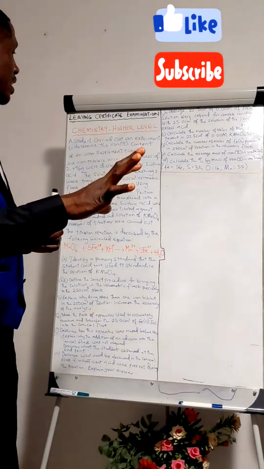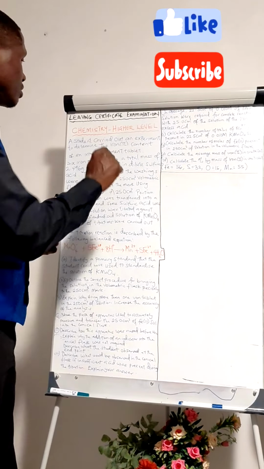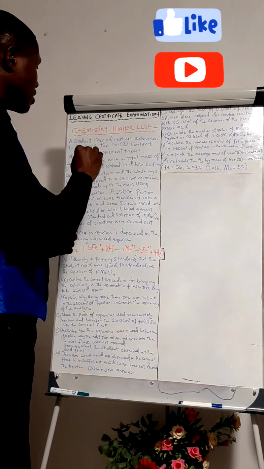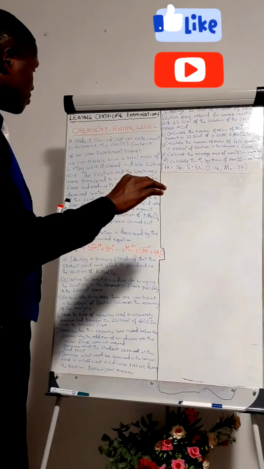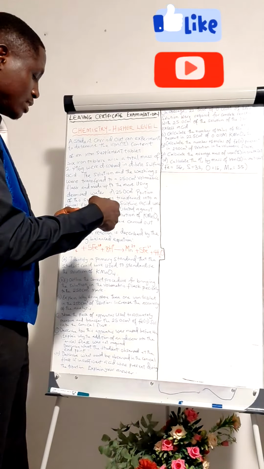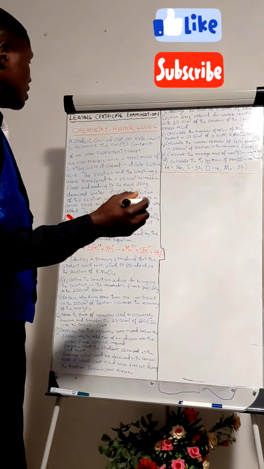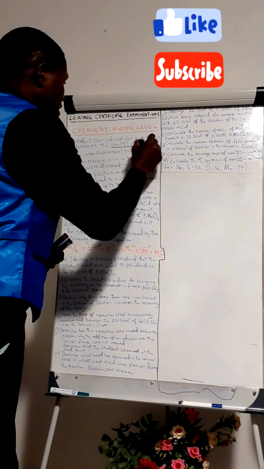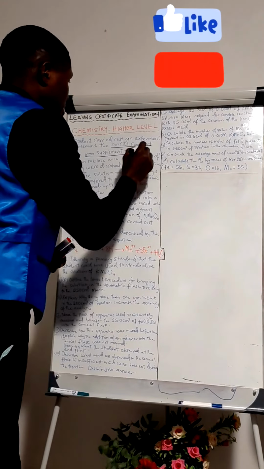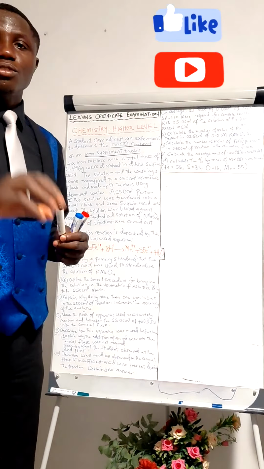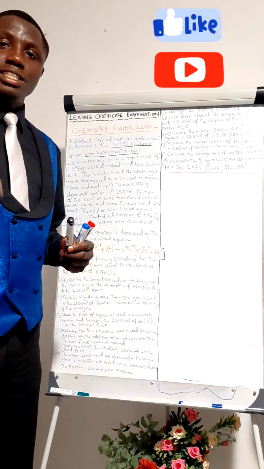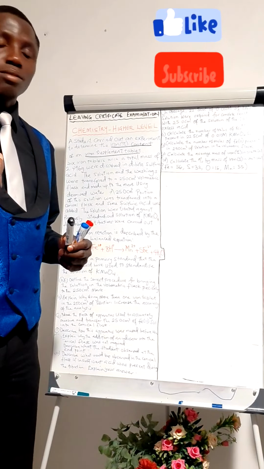A student carried out an experiment to determine the iron content of an iron supplement tablet. So the aim of this experiment is to determine the iron content in iron supplement tablets. So we have to determine the amount of iron present in a tablet, which is known as an iron supplement.